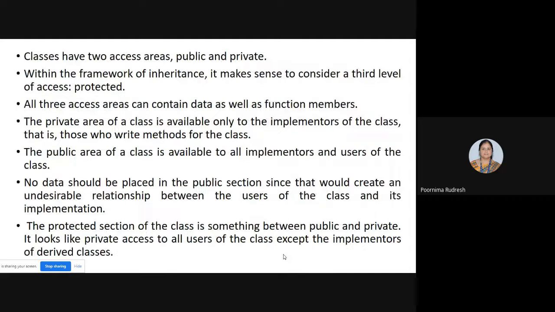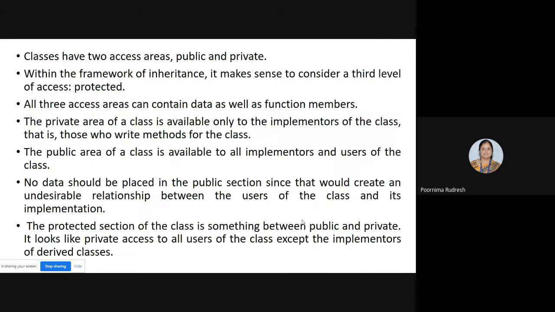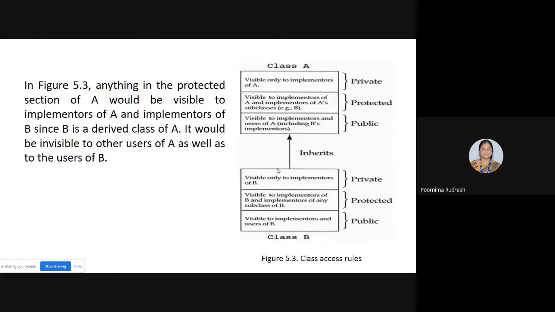But see here, different meaning. It is not correct, right? It looks like private access to all the users of the class except the implementers of derived classes. That is not the case. But here, this is wrong, right? Because according to this diagram, the protected one is visible to the implementers of A and also to the implementers of B. But here what does it say? It says that it access to all the users of the class except the implementers. Not that. It is not visible to the users except the implementers. Okay. It is not visible to all the users of the class, but except the implementers of the derived class.